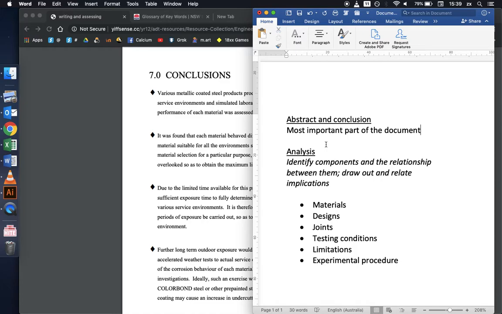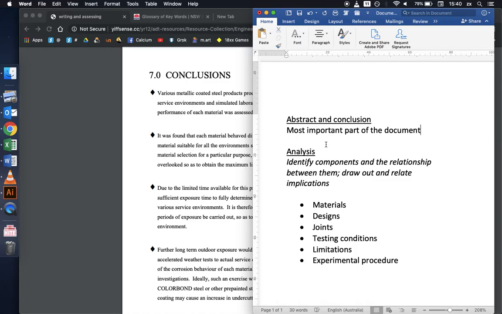Before I get to the conclusion, the reason I say that is the conclusion should only report on things already discussed in the report. It should be a summary. It's like the last paragraph of an essay. Whereas the analysis, on the other hand, is a place where we can talk about things that don't necessarily relate to the experiment, and certainly the things that don't necessarily relate to the experimental results.